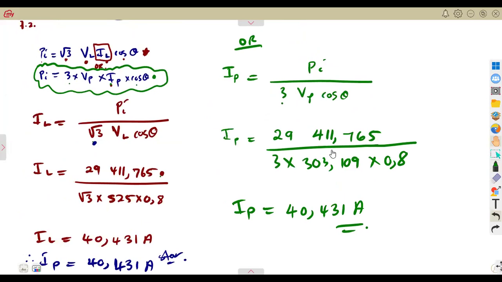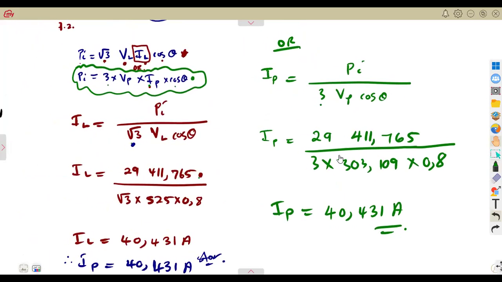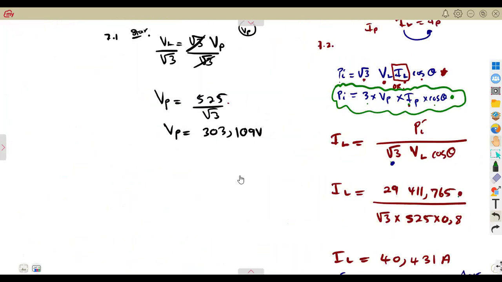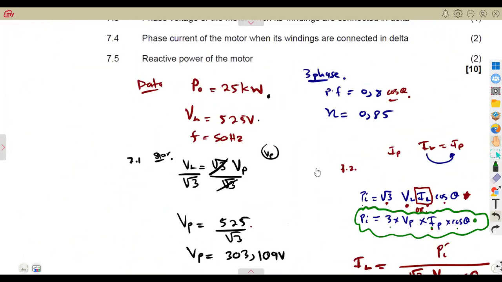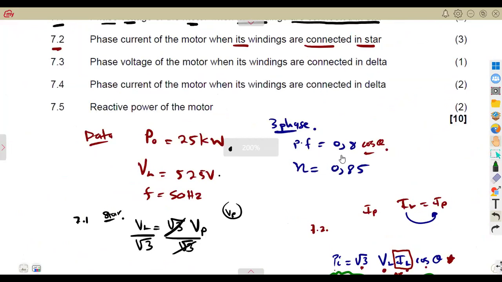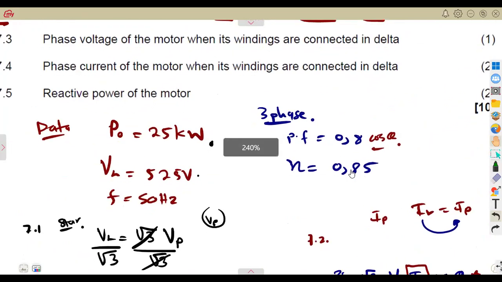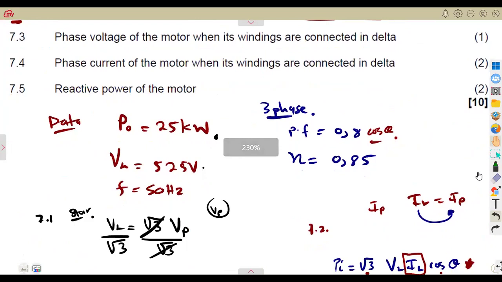As long as you use your formulas properly, you are not going to have a challenge in this subject, guys. You're not going to have any challenge in this whole topic. In fact, the whole subject at large.